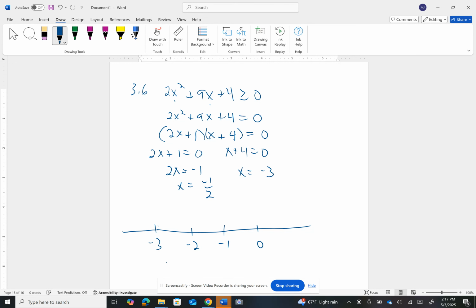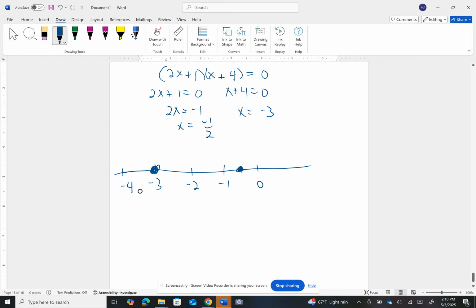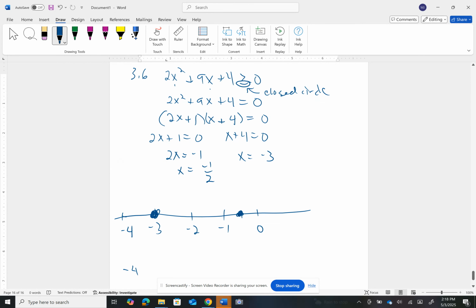Okay? Now, whether you put an open or a closed circle on those depends on whether you had an or equal to or not. This one had an or equal to, so it's going to be closed circle. So these are going to be solutions themselves, but they're not the only solutions. Then your job is to decide whether to shade inside or outside. So here's where you can just pick a test point in each of the regions, like a negative 4, and you plug it into the inequality to see if it's a solution.